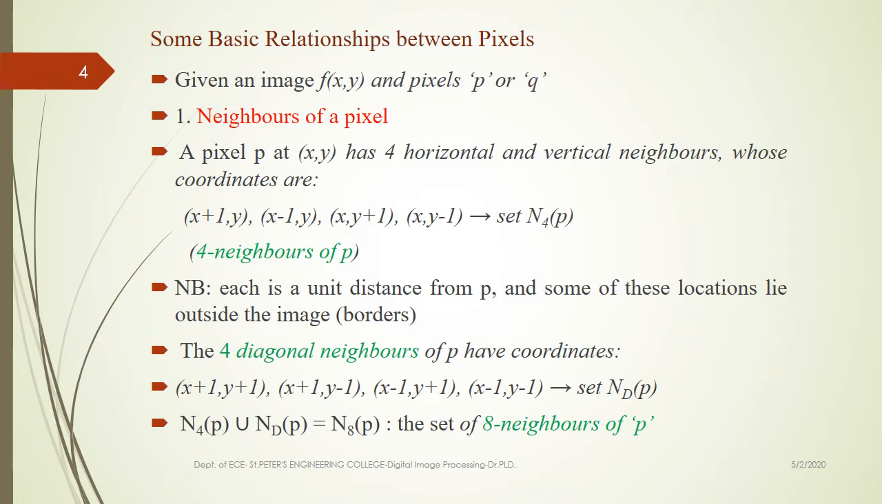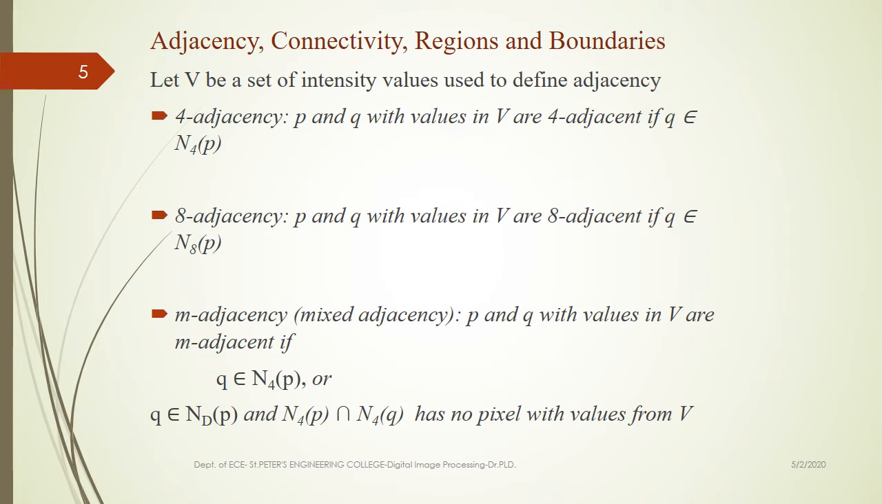4 neighbors and 8 neighbors, as well as diagonal neighbors and horizontal and vertical neighbors. With these neighbor relations for each and every pixel, we have adjacency, connectivity, regions and boundaries. 8 connectivity, M connectivity, as well as adjacencies: 4 adjacency, 8 adjacency, M adjacency. Regions, based on these adjacencies, and boundaries, based on a closed path formed on equal intensity values of the pixels.